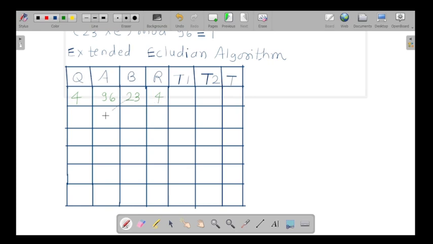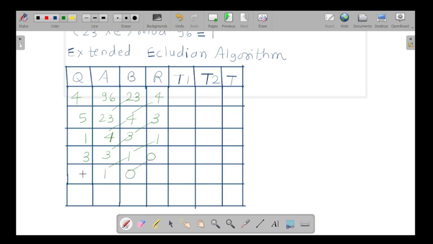Now we shift the value 23 into A and 4 into B. Again, we follow the steps. 23 divided by 4, quotient is equal to 5 and remainder is equal to 3. We follow the same steps for 4 and 3. Quotient is 1 and remainder is 1. 3 is shifted into A and 1 is shifted into B. So 3 divided by 1 is a quotient of 3 and a remainder of 0. Again we shift 1 into column A and 0 into column B.